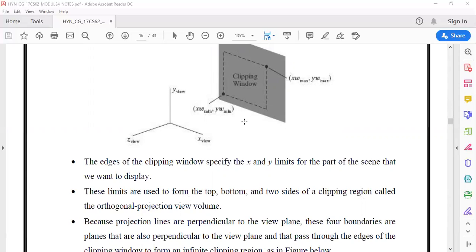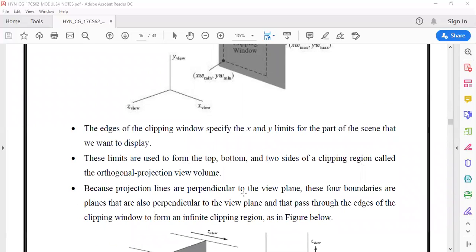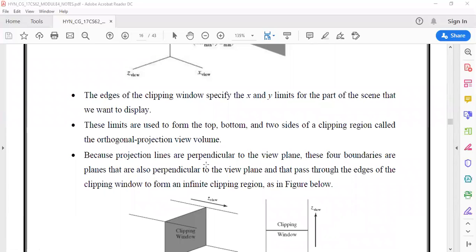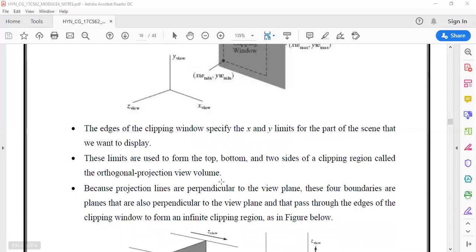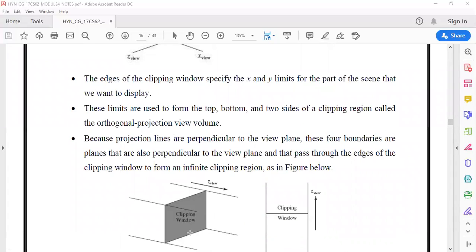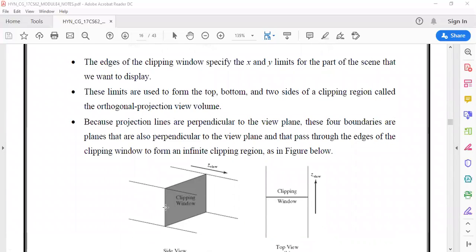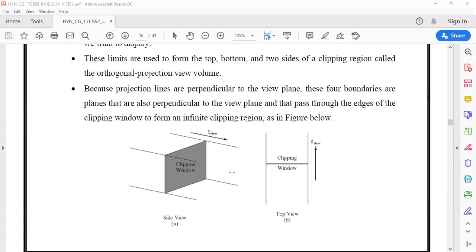If I take any projection lines which are perpendicular to this view plane, and which are falling onto the clipping window, we can see that these projection lines form the four boundaries of the region. They are perpendicular to the view plane and pass through the edges of the clipping window to form an infinite clipping region.